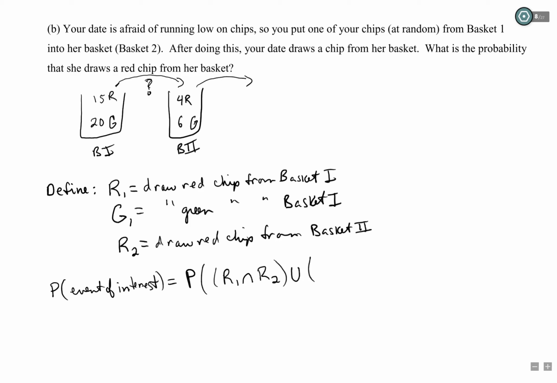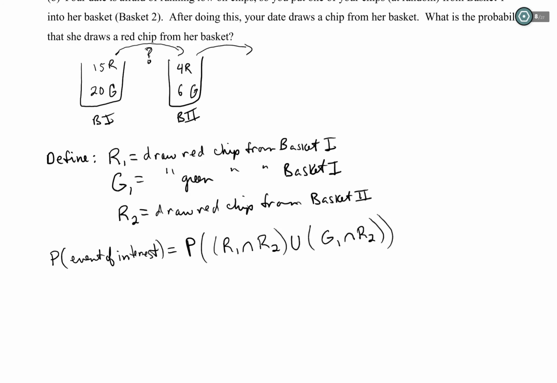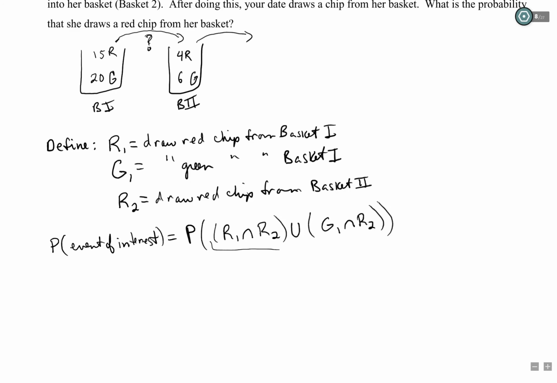Or the union is often thought of as an "or": I could draw a green from basket 1 and then a red from basket 2. So this represents the two ways here of drawing ultimately a red out of basket 2. So when I think of this here, I've got the probability of this. You can think of that as an event and that as another event. Okay? I have a rule that helps me deal with those sorts of probabilities.